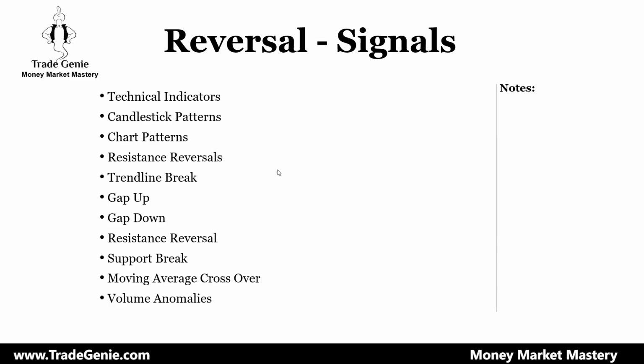The other reversal could be resistance reversal. If you have identified the resistance, and the market breaks above the resistance and then sharply reverses down, that's your signal. The market broke the resistance, now it's reversing sharply to the downside. It's like crossing the river and then coming back.